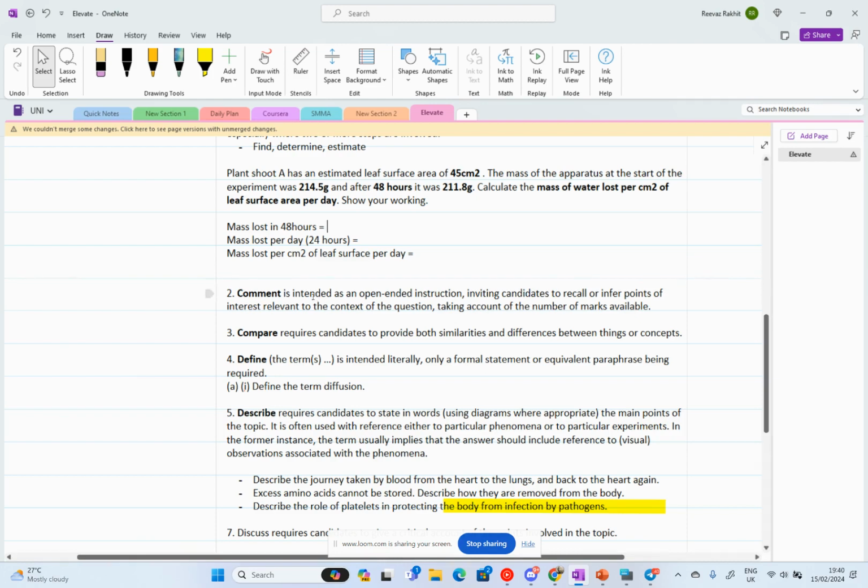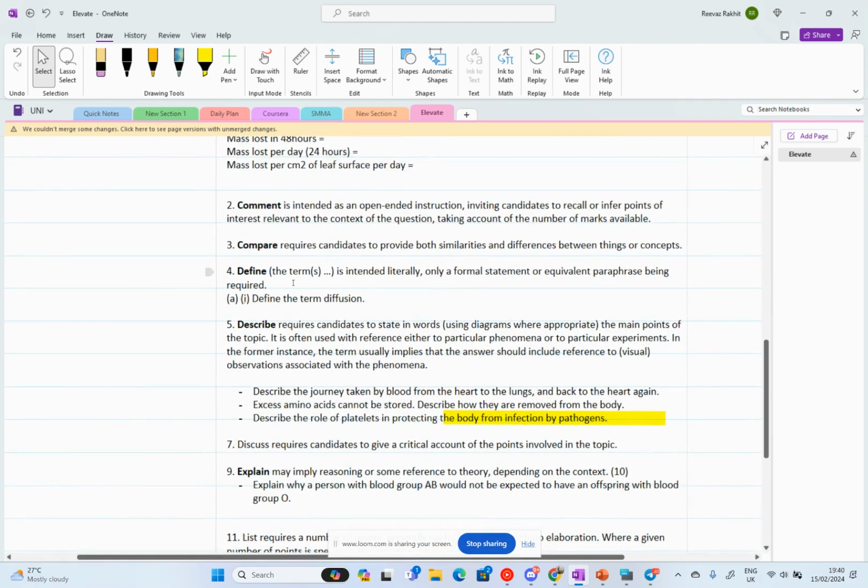Okay, compare. This is quite essential because I think people might miss out on this quite often: it requires you to provide both similarities and differences. If, let's say, the question is compare between diffusion and osmosis, you need to find some similarity, put it in, some difference, put it in. And if the marks are 4 marks, then try to give 2 similarities, 2 differences, or 1 similarity, 3 differences. Find what the mark range is, and then just go about it from there. There's a lot of feeling that you've got to do.